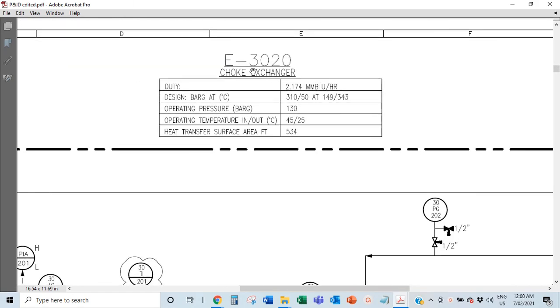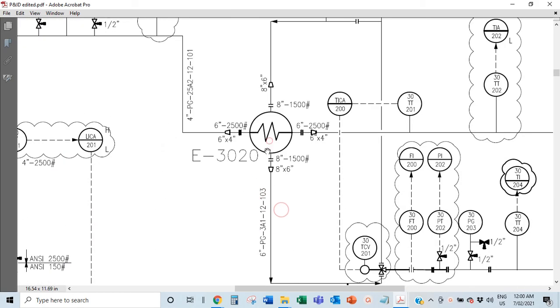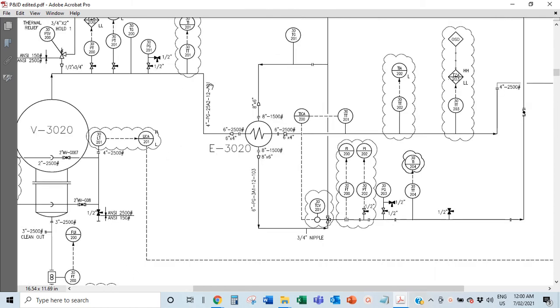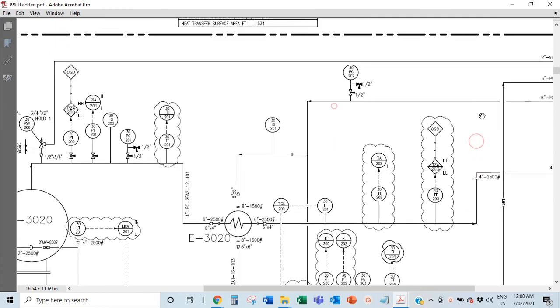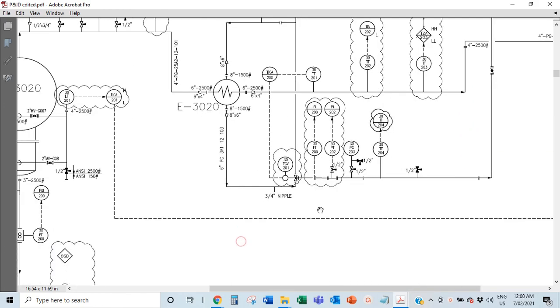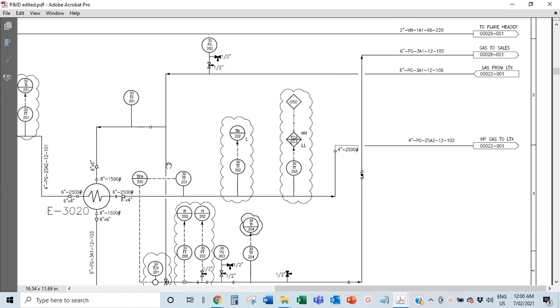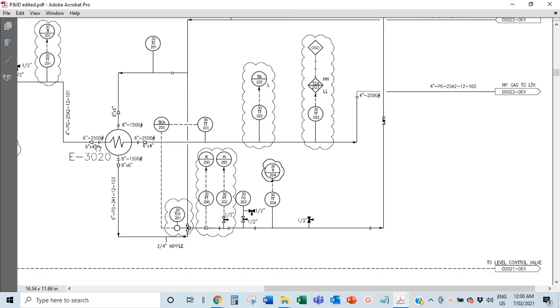and then from there the flow goes into the exchanger. So this is the choke exchanger, and it's a heat exchanger. Flow is coming in from this way, going this way, and another flow is coming in from this way and going this way. So you look at all those. Okay, so the flow here comes here.